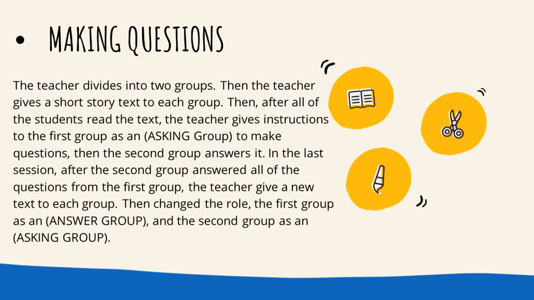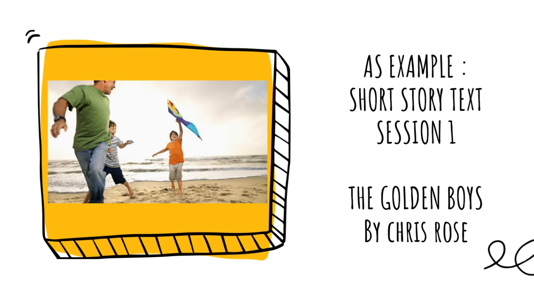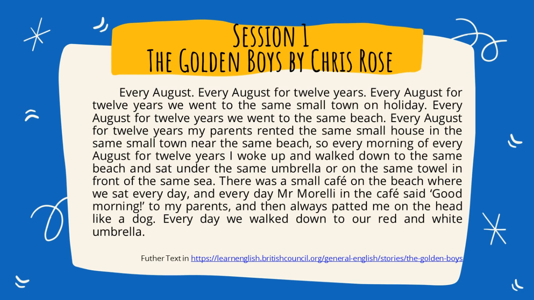In the last session, after the second group answered all of the questions from the first group, the teacher gives a new text to each group, then changes the roles. The first group is the answering group and the second group is the asking group. As example, short story text Session 1, The Golden Boys by Chris Rose. In Session 1, the teacher can give time for the first group to make questions.